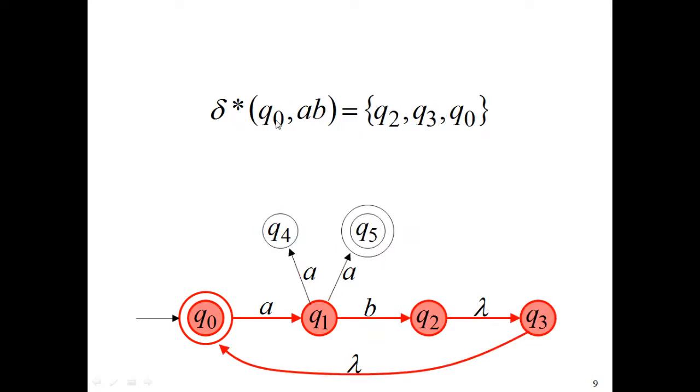Then the extended transition function of Q0 AB. Q0 A we know is Q1, then B it is Q2. So it is Q2, but in the output Q3 also is included as we have an epsilon transition from Q2 to Q3. That means without taking any input, we are reaching from state Q2 to Q3. Q3 is included, and as we have one arrow going from Q3 to Q0, Q0 is included again. So that is the extended transition of Q0 AB for this given diagram.